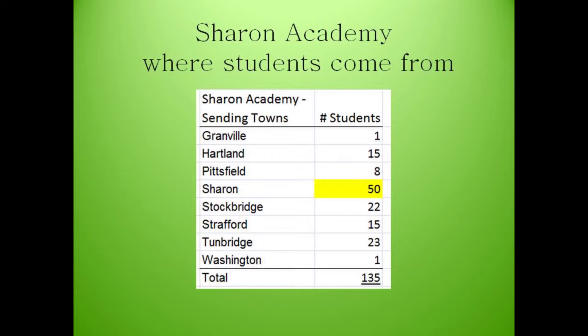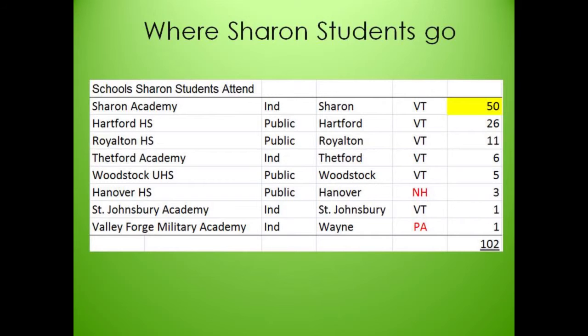Because if you look at the students who actually live in Sharon, there are 102 of them, and only 50 of them go to the private school that's right there in their town. 52 of them go to places that are farther away. And the ones that leave, more than half of them go to public schools, to 4 different public schools.